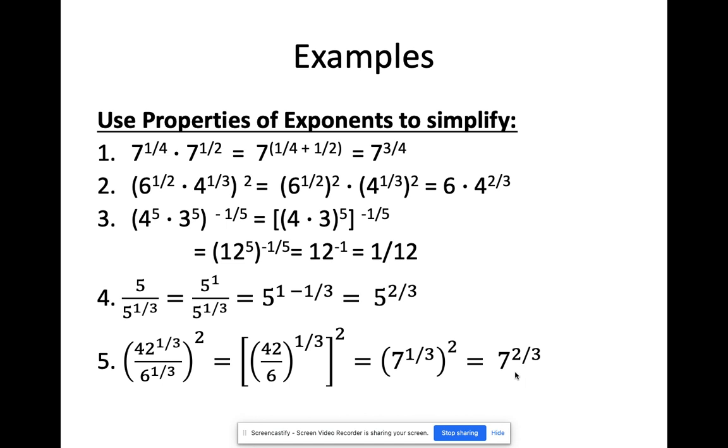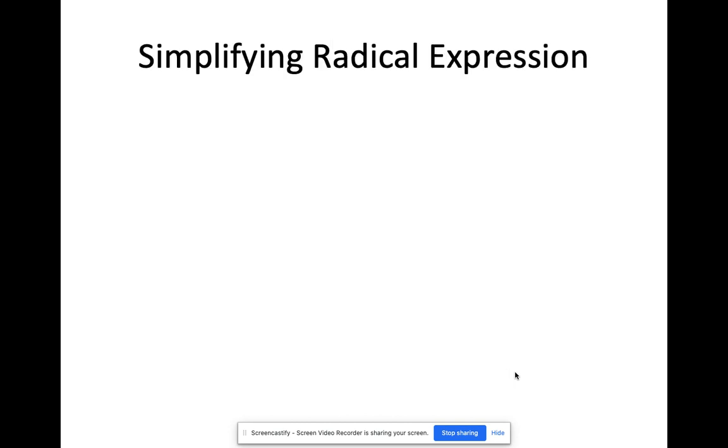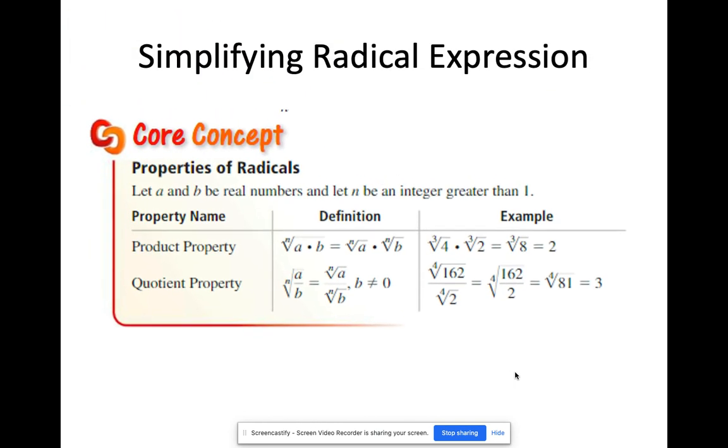You have a lot of examples also in the textbook you can refer to. So we're going to use this when simplifying radical expressions. So these properties actually came out from the properties of exponents. Remember, if you have a product under an nth root, you can just simply separate them. So say if you have the same index, cube root of 4 times the cube root of 2, you can put that under the same index and then just simply multiply 4 times 2. 4 times 2 is 8, which means the cube root of 8 is 2.